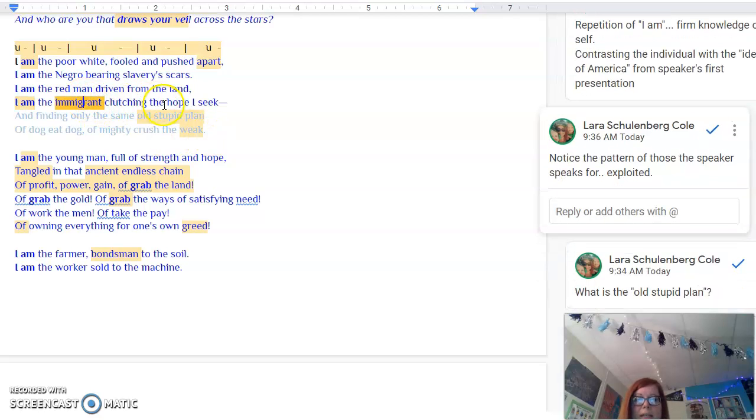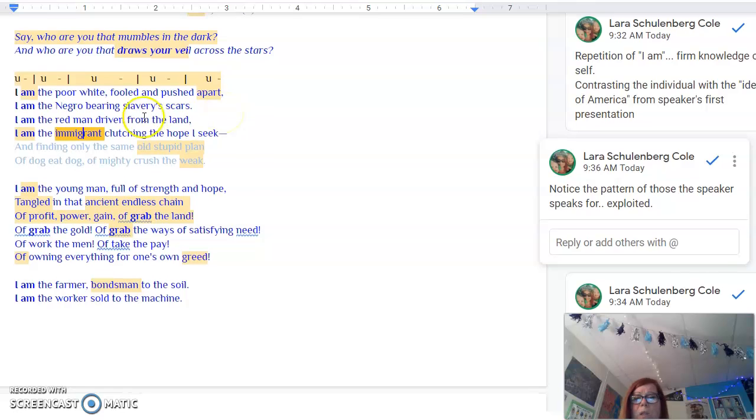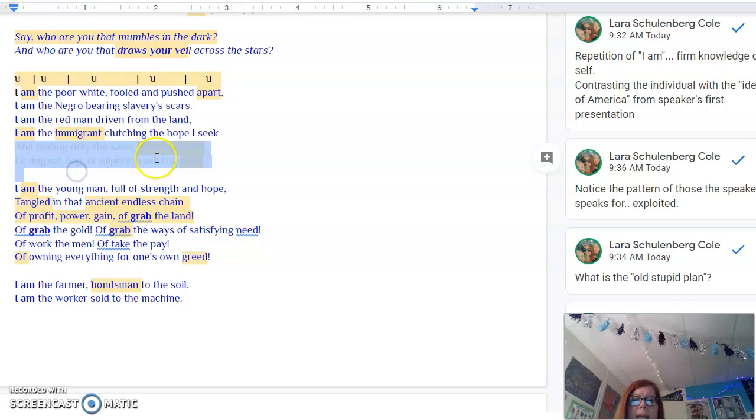The second thing that I think is interesting is that in this section, you have a lot of individuals who have been exploited by the American dream. So in this initial part of these stanzas, you see different individuals who are victims of the idea of America, and what the cost actually is for the idea of America. And I think the last two lines here are really intriguing.